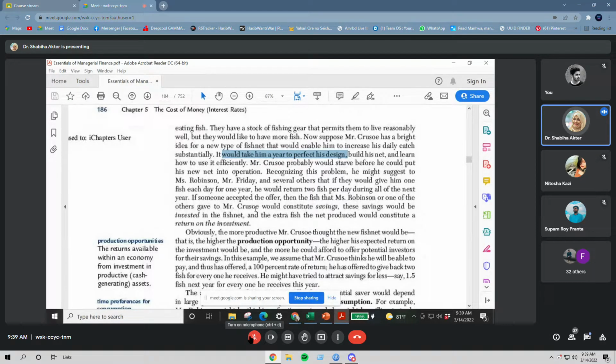So what he said is that he will give 2 fish per day during all of the next year. Whoever gives him 1 fish each day for 1 year, he would return 2 fish per day during all of the next year. So if someone accepted the offer, then the fish that, for example, Mr. Y or one of the others gave to Mr. X would be considered savings. Right?